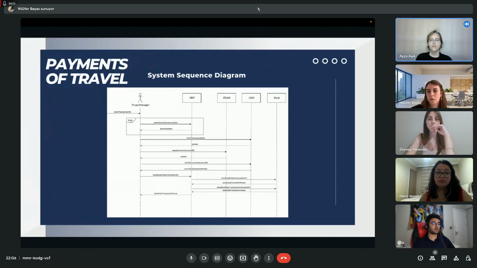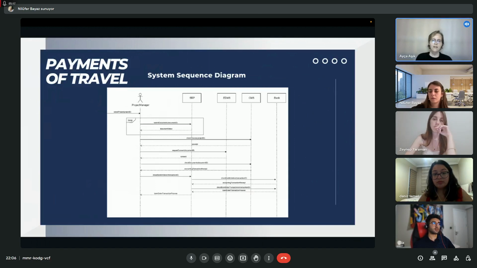The project manager uploads the documents to the system and waits for the document process to change and the documents to get accepted. If they don't get accepted, the process starts again. When they get accepted, they get sent to the EDMS to get the signature of the director. After the signature, the bank transaction process begins with the SRP unit.